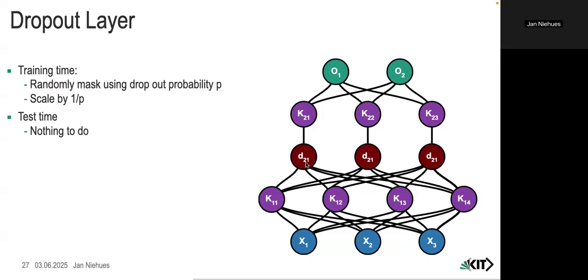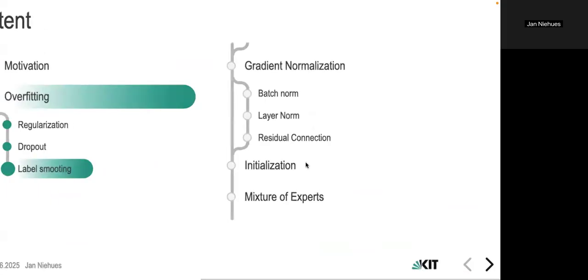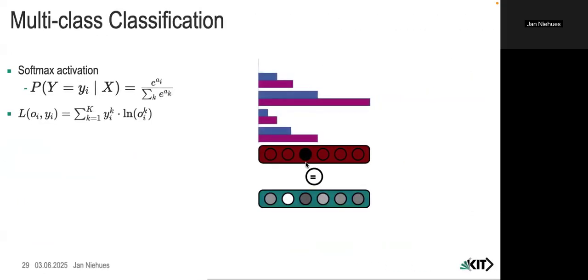Good. Any more questions? And then we can go to the last technique, which is label smoothing. And this is more for multi-class classification.